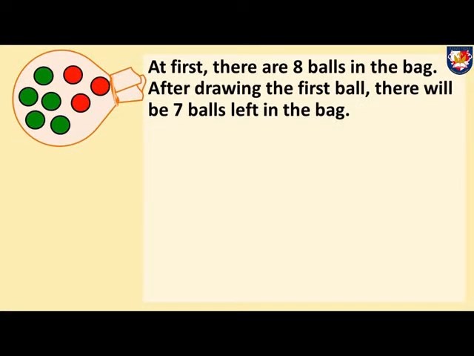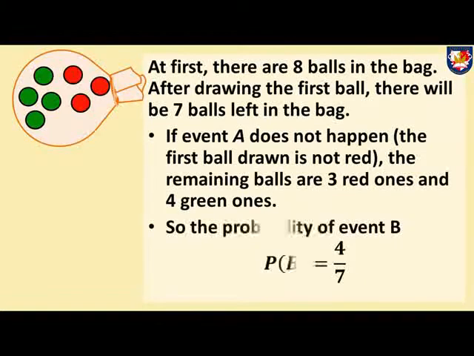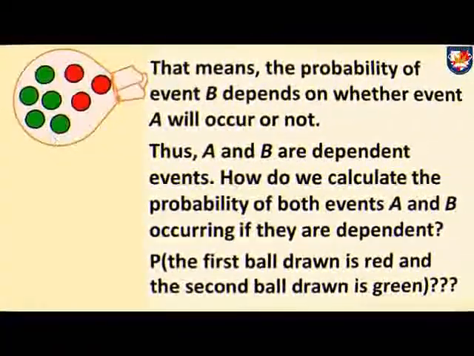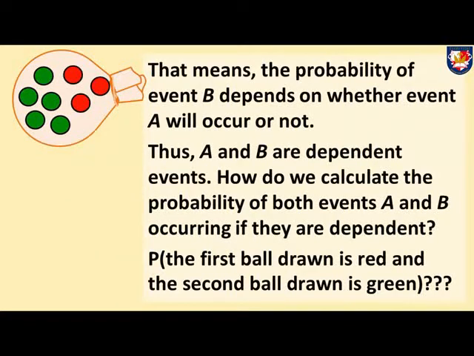Still, if there are 8 balls and event A does not happen, the first ball drawn is not red, it means the first is green. The remaining balls are 3 red ones and 4 green ones. So as you can see here, the probability of event B, getting a green ball, is 4/7, because there are 4 green balls remaining out of 7 balls inside the bag. That means the probability of event B depends on whether event A occurs or not. Thus, A and B are dependent events.